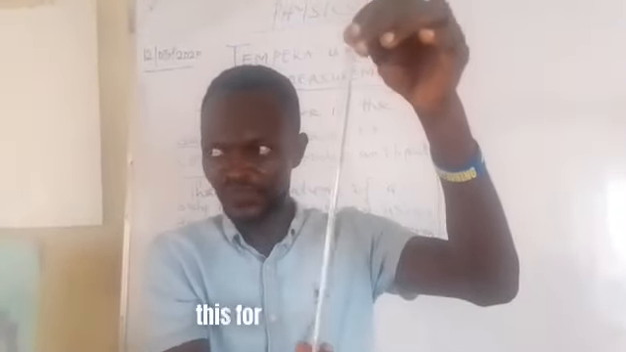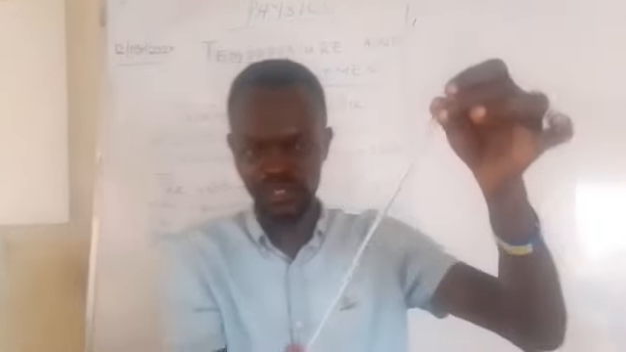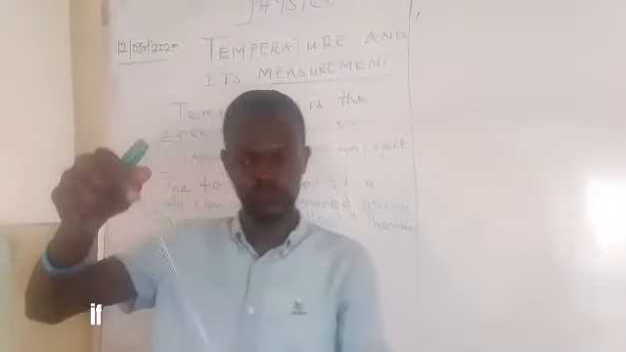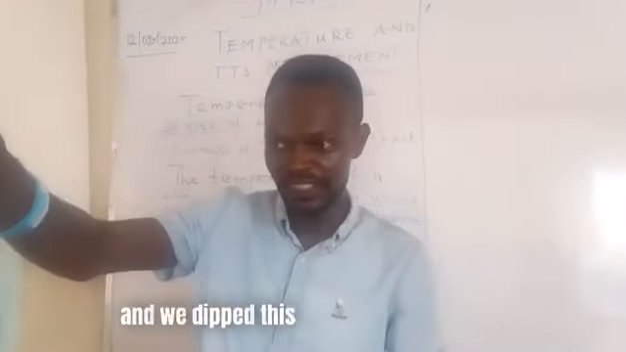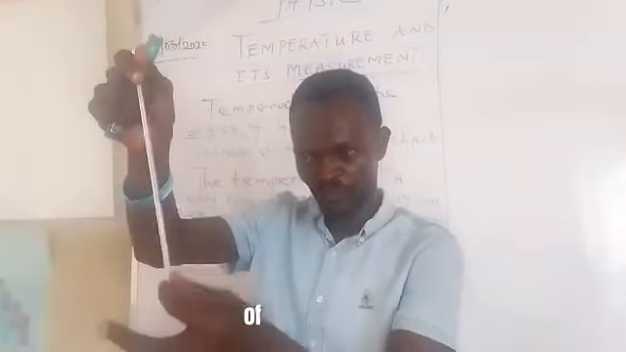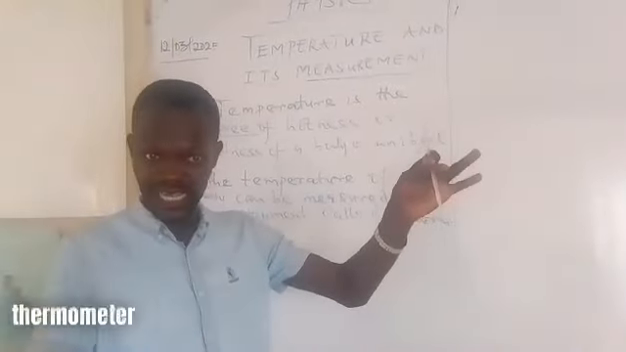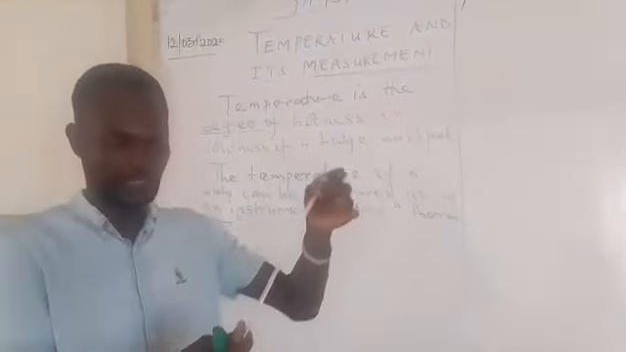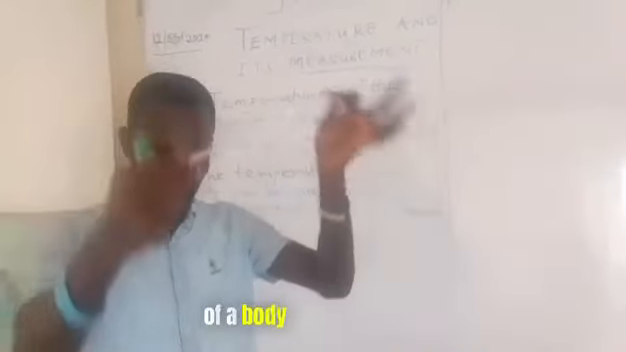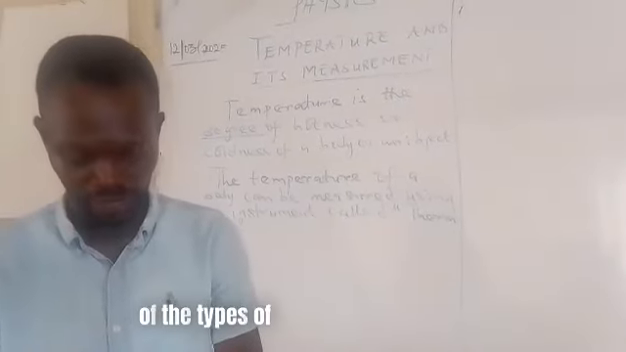So if we are using this for a certain body temperature measurement or the measurement of the temperature of an object, for example, liquid, water. If we are boiling water and we dip this thermometer into the water, it will display the temperature of that water. This is a type of clinical thermometer because we have different thermometers. So this is used to measure the temperature of a body or an object. This is a thermometer. You can see just one of the types of thermometer.